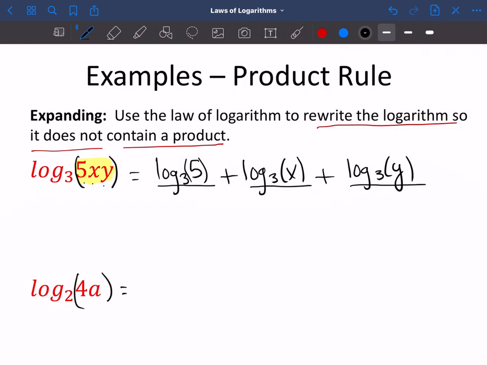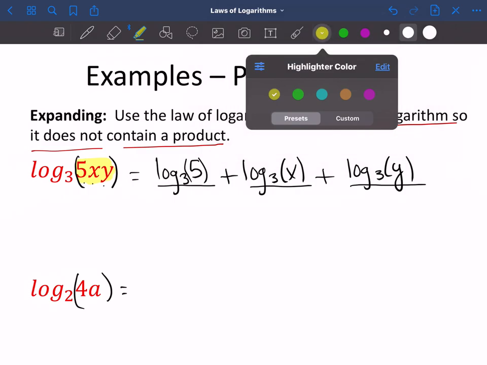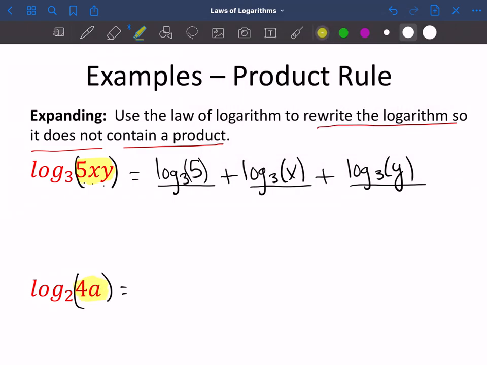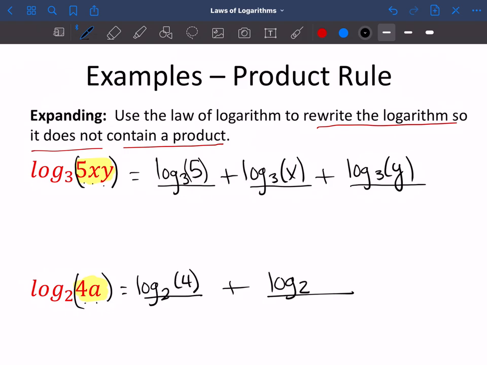Let's work on our second example. We have log base 2 of the product 4a. So again, looking at the number of factors I have here in my product, there are 2 of them. So that means I'm going to have 2 terms. And the first one's going to be log base 2 of 4. And our second one is going to be log base 2 of a.